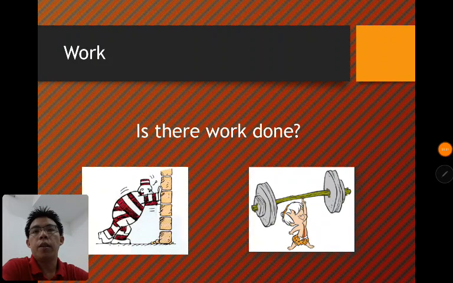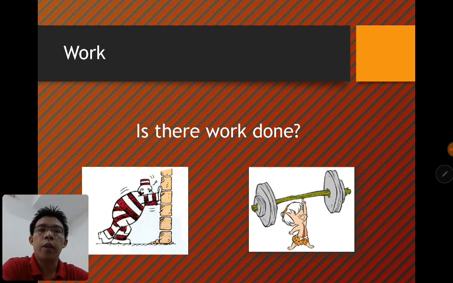In the previous lesson, you learned about energy and conversion for different cases. Today, we move on to work, and the concept of work is closely related to energy. Before that, let's look at these two pictures here and try to guess, is there work done?